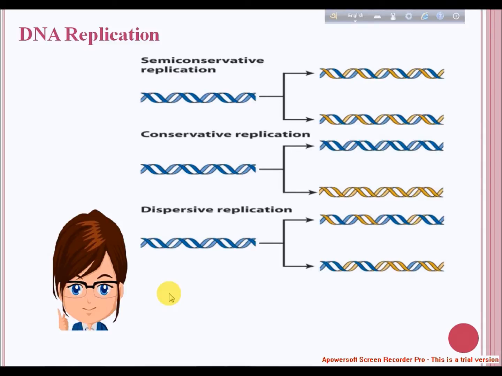Now I am going to discuss DNA replication overall. DNA replication is the process of producing two identical replicas from one original DNA molecule. This biological process occurs in all living organisms and is the basis for biological inheritance.